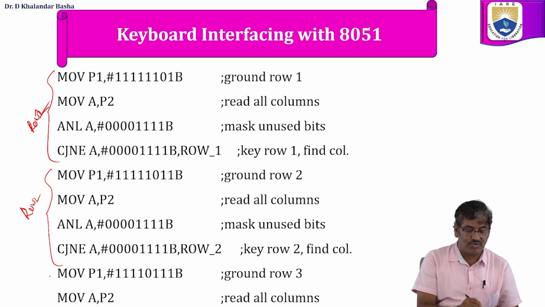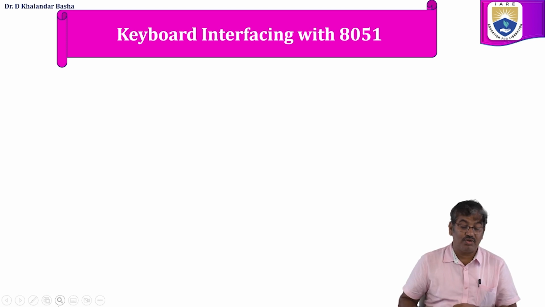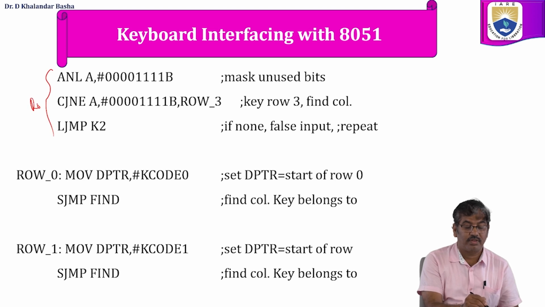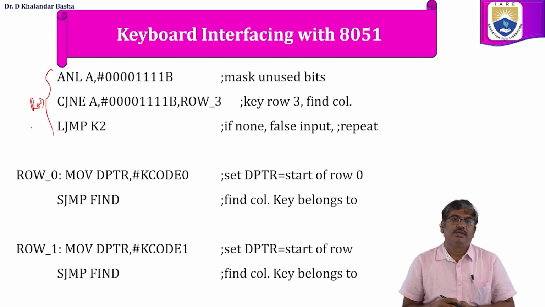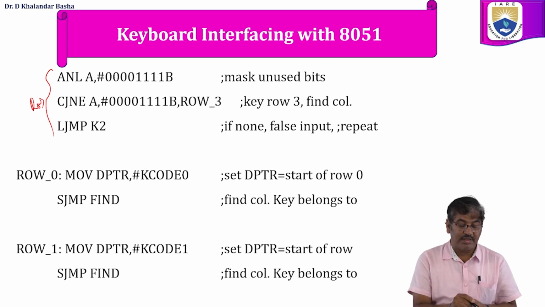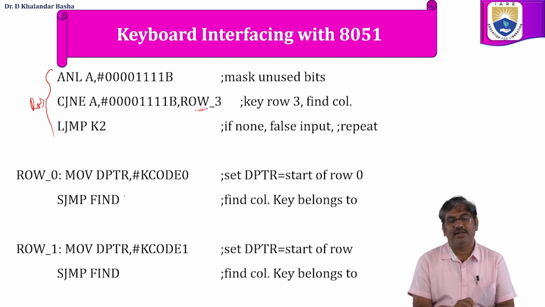This is row 1, row 2. The next instructions for row 3. So any one of these is going to be satisfied. Then we are going to load. Once we know that the key is pressed, either it may be row 0 or row 1, the corresponding control bit takes place to that particular label.